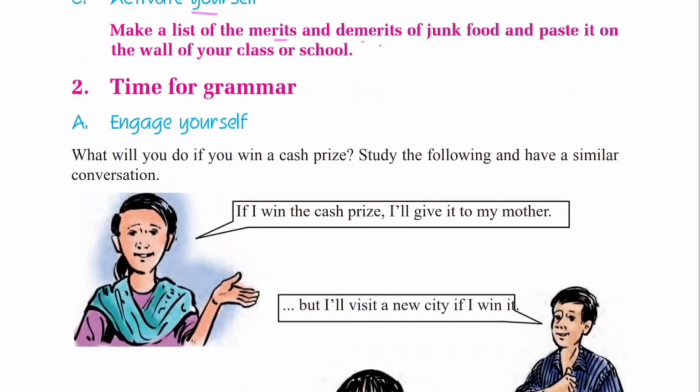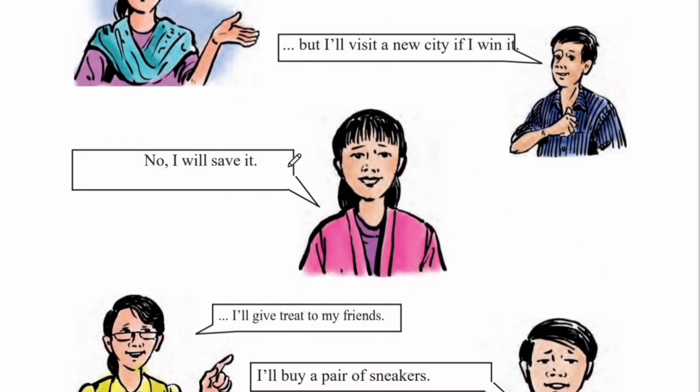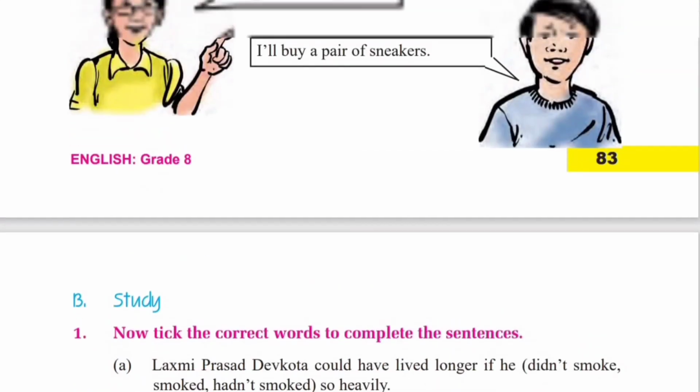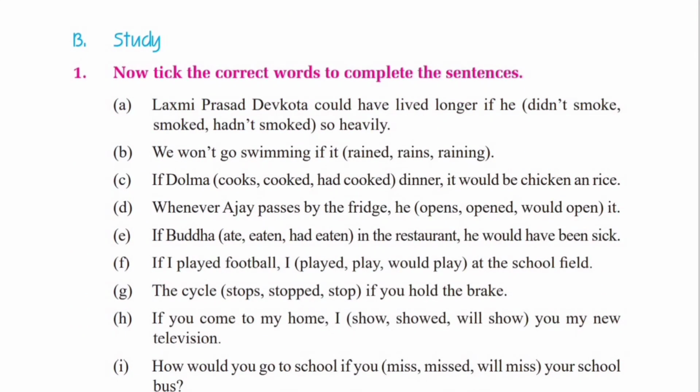So the first lady is saying, okay, I'm just going to read whatever is written here. If I win the cash prize, I'll give it to my mother. The boy is saying, but I'll visit a new city if I win it. And the third person is saying, no, I will save it. And the next person, I'll give a treat to my friends. And another person is saying, I'll buy a pair of sneakers. So we have just read. Now let's do another task.